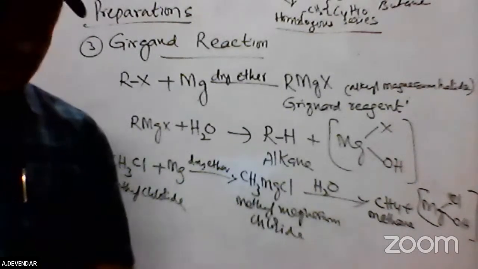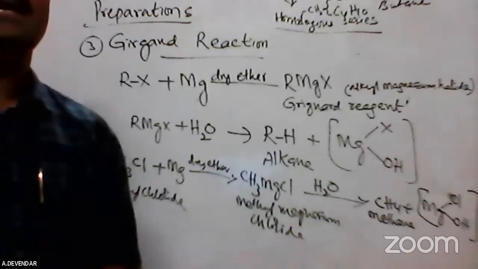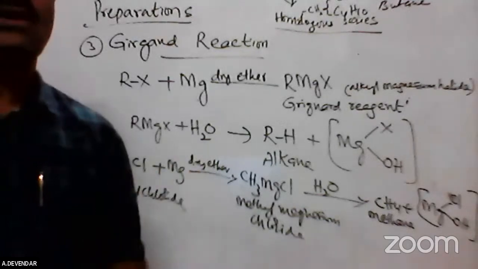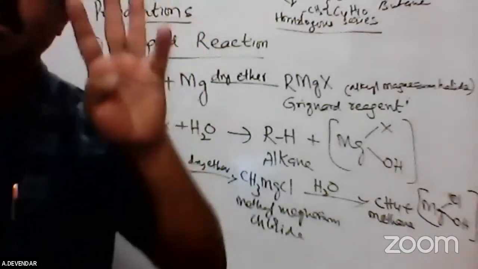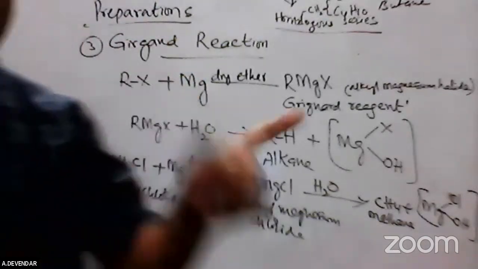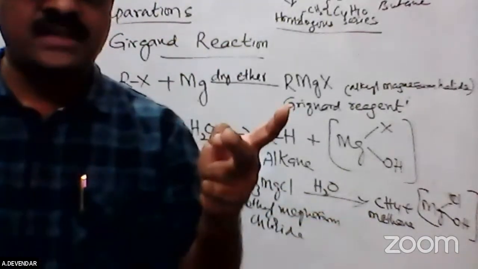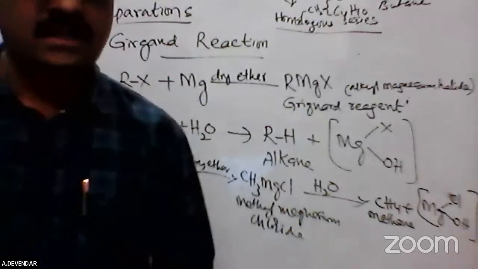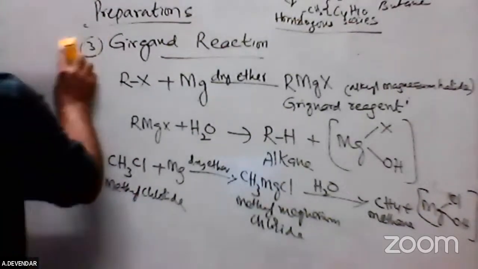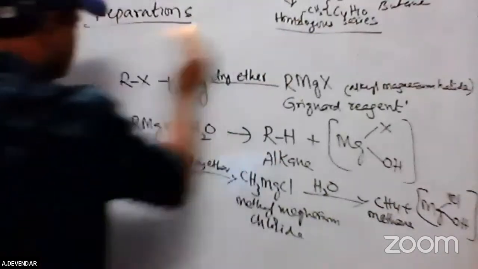Generally in the examination, when you write the general methods of preparation of alkanes or cycloalkanes, you can write a minimum of 3, compulsory. Hydrogenation is finished, next the Wurtz reaction is finished, third is the Grignard reaction. One more reaction I can add to this preparation, that is the fourth preparation.